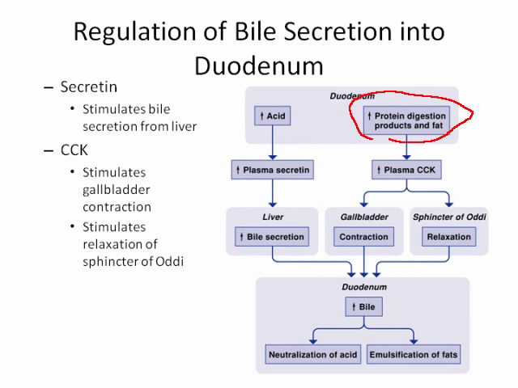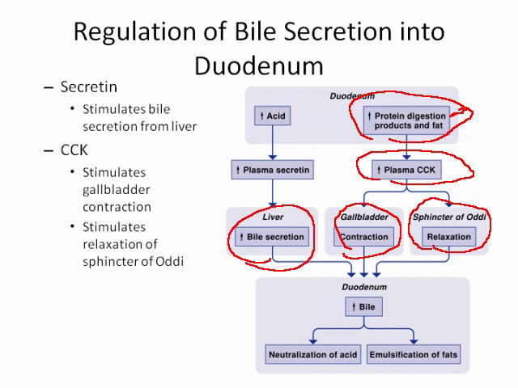Also, the increased concentration of protein, digestion products, and fats. Well, of course, this is a chemical stimulus indicating that there is processed food, chyme, coming in from the stomach. This is going to increase plasma concentration of cholecystokinin, which is going to do two things. It's going to stimulate the gallbladder to contract at the same time that it's inhibiting the muscle tone in the sphincter of Oddi, causing it to relax. So this, of course, is going to increase the amount of bile that's being squirted into the digestive tract.